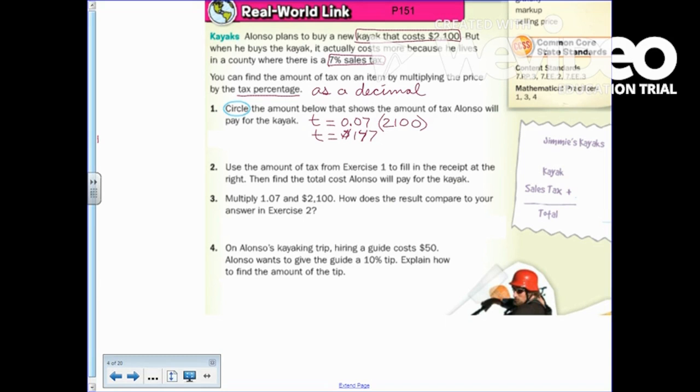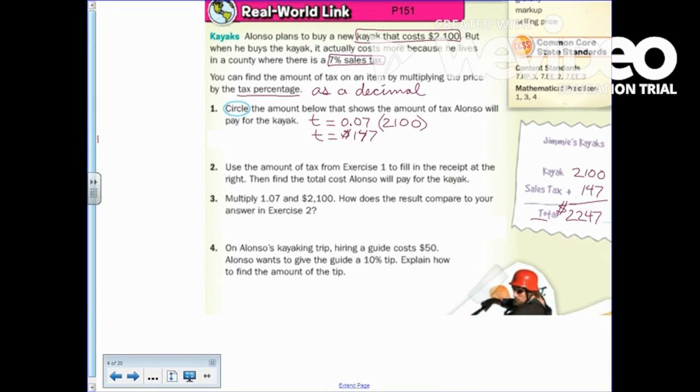It says use the amount from the tax in example 1 to fill in the receipt at the right. Find the total cost Alonzo will pay. So when he takes the kayak up to the cash register, they ring up the $2,100 kayak, and then the computer figures the sales tax, which was $147, and then it also adds those two things together to give you $2,247. The total cost, capital T, total, not little t for tax, capital T for total.